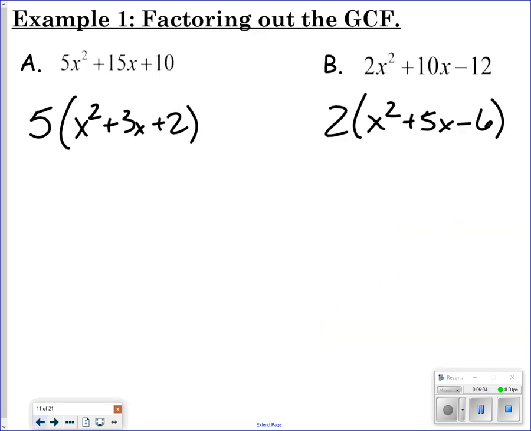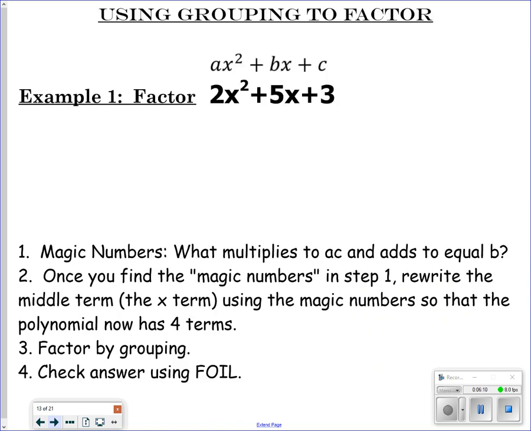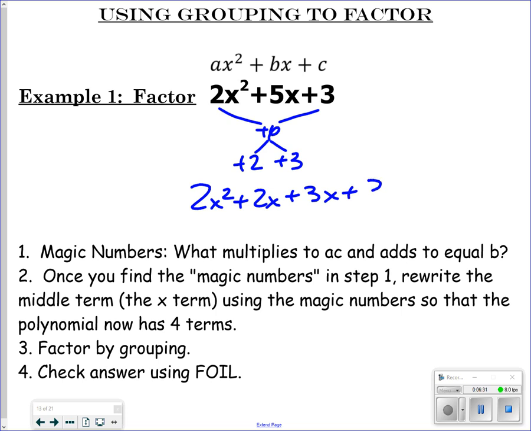So the next slide is really just starting to talk about using grouping. And so here again, I'm just going to do grouping on this page. I'm going to multiply the outside two numbers together. I get 6. Factors of 6, that gets you 5, would be +2 and +3. So now rewrite the question. 2x squared plus 2x plus 3x plus 3.